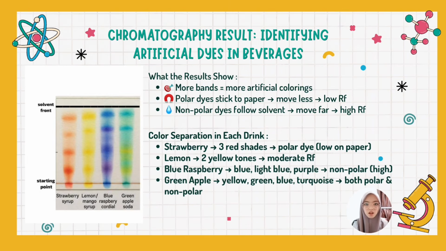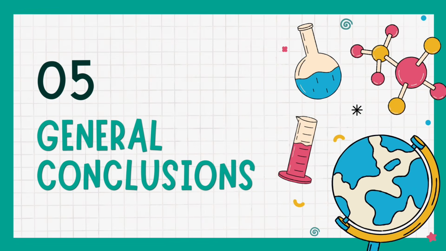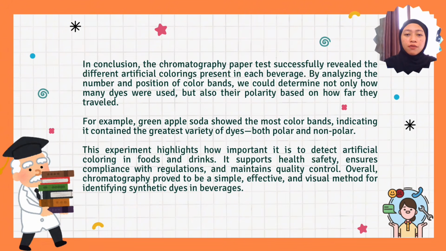These results show how chromatography can help us not only detect how many dyes are in a drink, but also understand the chemical behavior of those dyes based on how far they move. In conclusion, the chromatography paper test will successfully reveal the different artificial colorings present in each beverage. By analyzing the number and position of color bands, we can determine not only how many dyes are used, but also their polarity based on how far they travel.